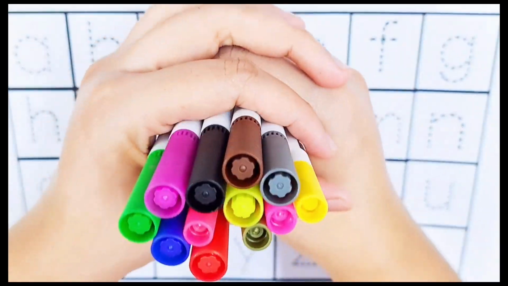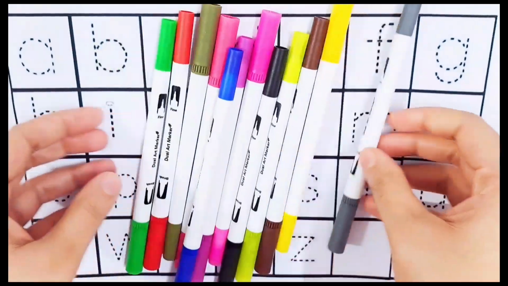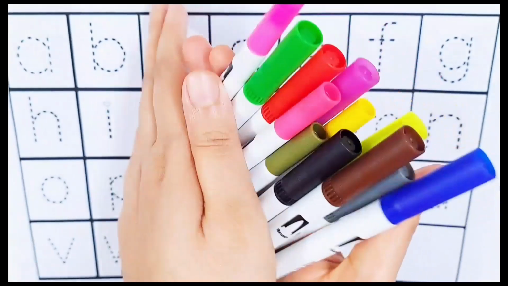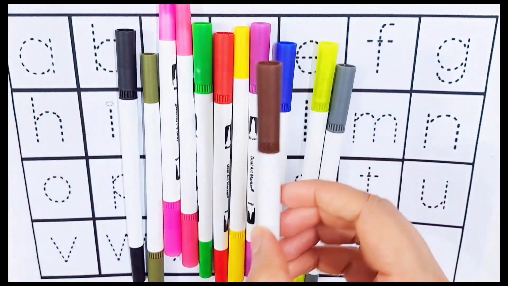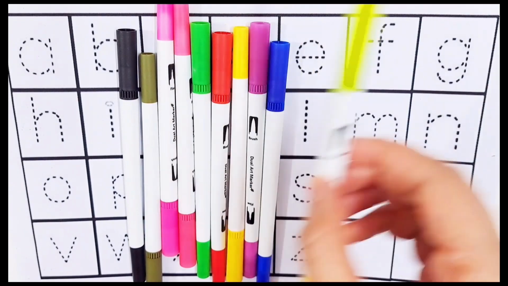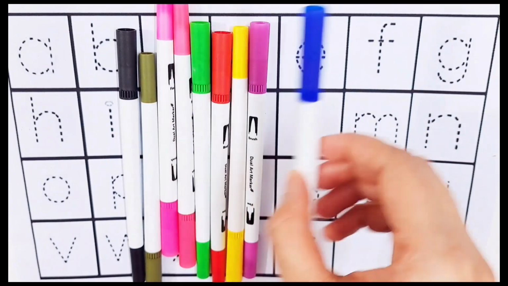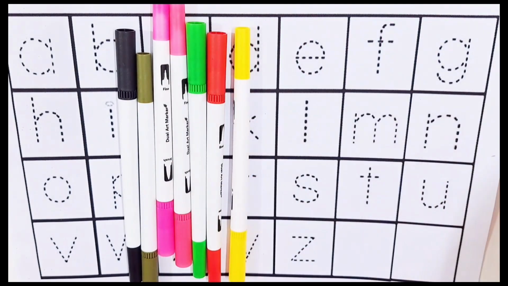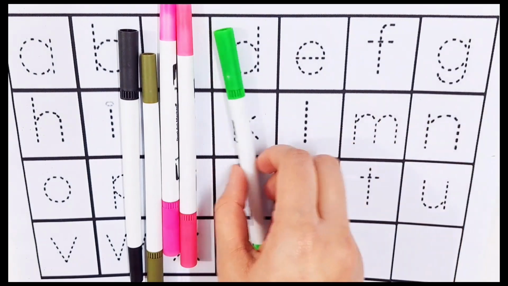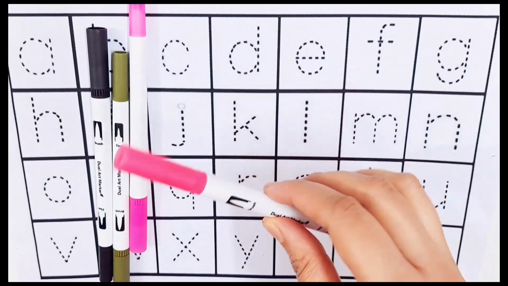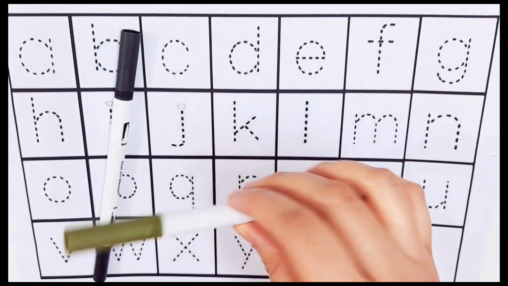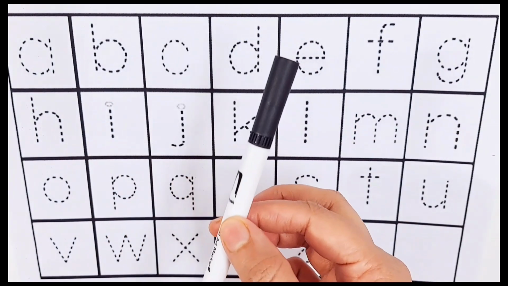Kids, how are you? Let's learn some color names. Brown color, gray color, lime color, dark blue color, violet color, yellow color, red color, green color, pink color, purple color, olive color, black color.